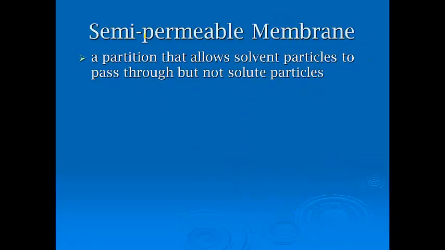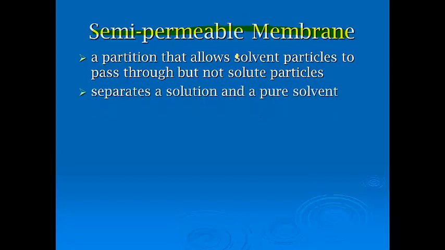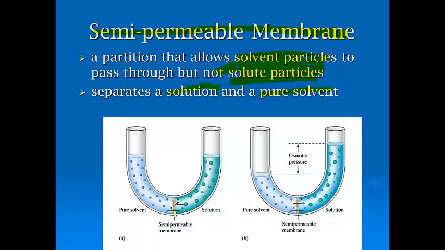Okay, now first we got to talk about what's called a semi-permeable membrane, which you most likely heard about in biology when you talked about the cell. This is some type of partition or separation that allows solvent particles, but typically not the solute particles. It mostly has to do with the size when you're talking about the cell, but what it will do is separate a solution from a pure solvent. So if you see here, here's our semi-permeable membrane. Over here you have the solution that has the solute and the solvent particles.